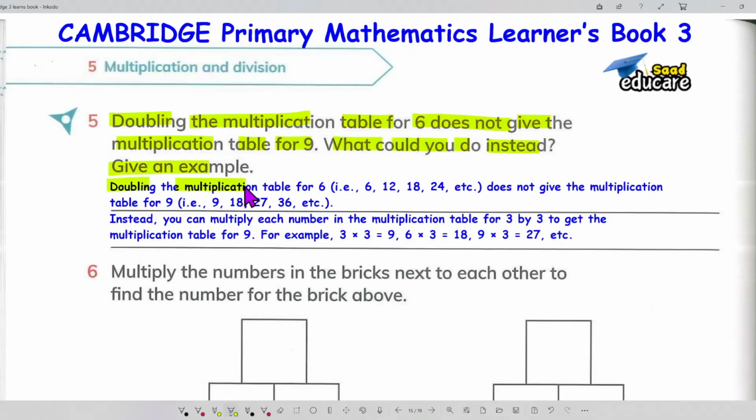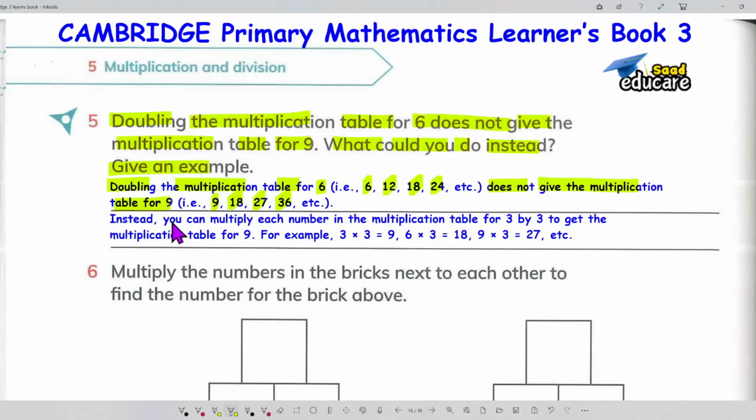Look, doubling the multiplication table for 6 would be 6 times 1 is 6, 6 times 2 is 12, 6 times 3 is 18, 6 times 4 is 24, etc., which does not give the multiplication table for 9, because 9 times 1 is 9, 9 times 2 is 18, 9 times 3 is 27, 9 times 4 is 36. Instead, what can we do?